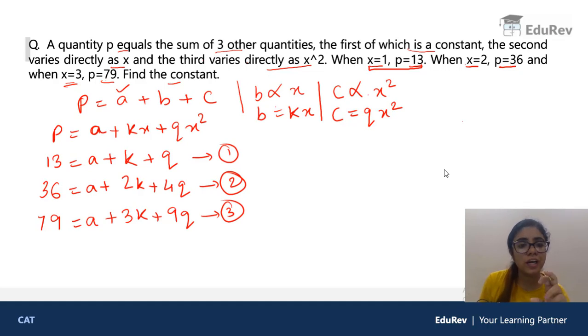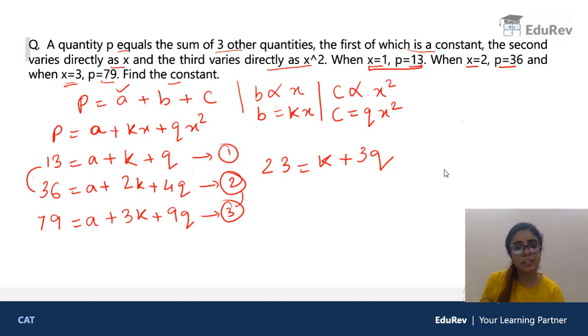What we'll do is, we'll try to solve these equations simultaneously, eliminate the variables, and then try to figure out the value of A. So what I'll do is, suppose I solve equation 1 and 2, you can eliminate any one of the variables. Okay? Let's say I want to eliminate K. Okay? Or you can even eliminate A for that matter. Let's eliminate A. Suppose I just subtract 2 and 1. So 36 minus 13 will become 23. A will get cancelled. 2K minus K will become K. 4Q minus Q will become 3Q.